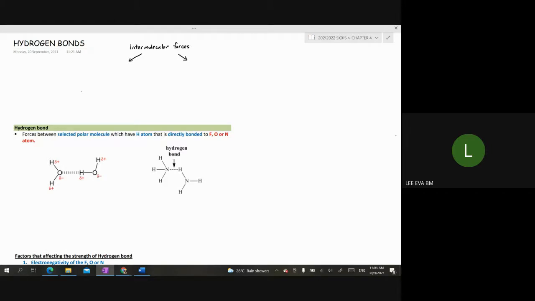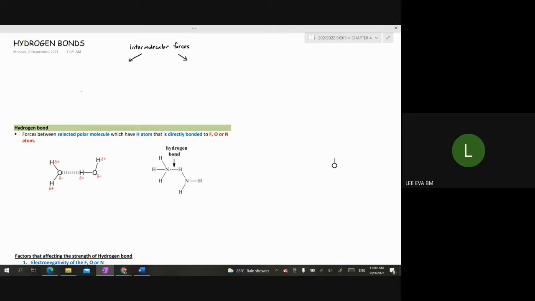Anyone want to tell me what it means by intramolecular forces? What it means by intermolecular forces? Inter is like between the molecules, between two molecules. Okay, between two separate molecules. How about intra? Intra is forces in a molecule, inside a molecule, within a molecule.